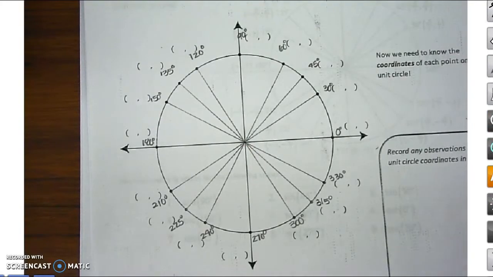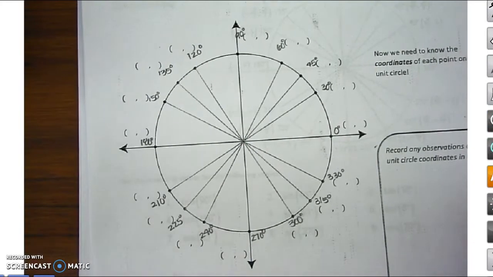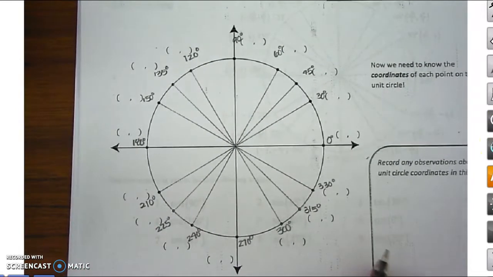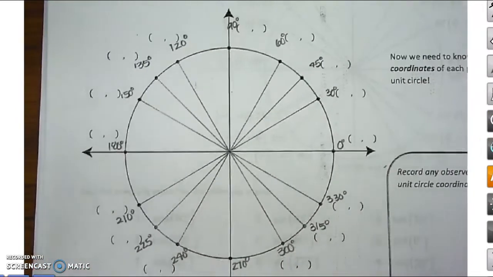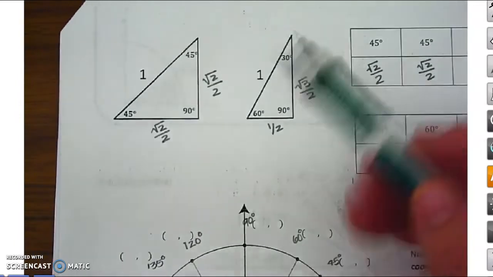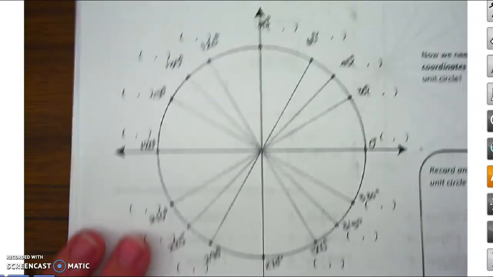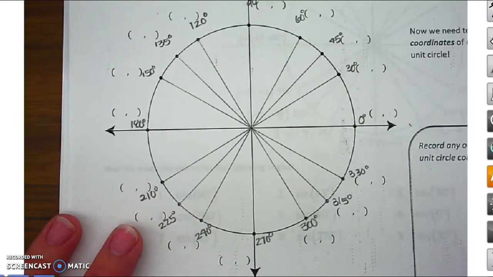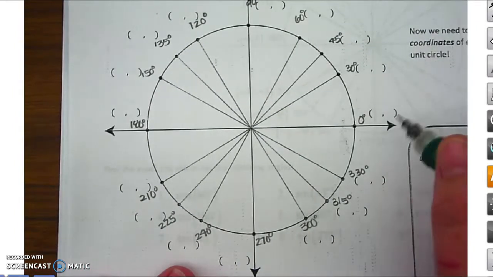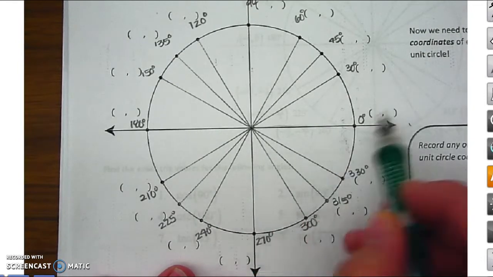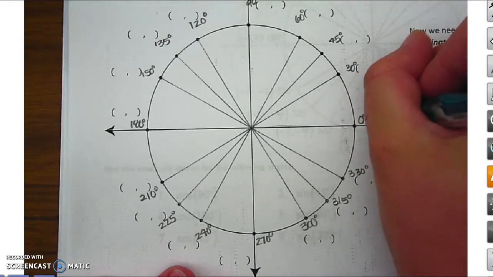Okay, so last class we started filling out our unit circle, and we talked about our special right triangles and what would happen if the hypotenuse was 1, and we came up with these values. So what we're going to do is try to fill in our unit circle. Since this distance we talked about is 1, then the coordinates here must be 1, 0.